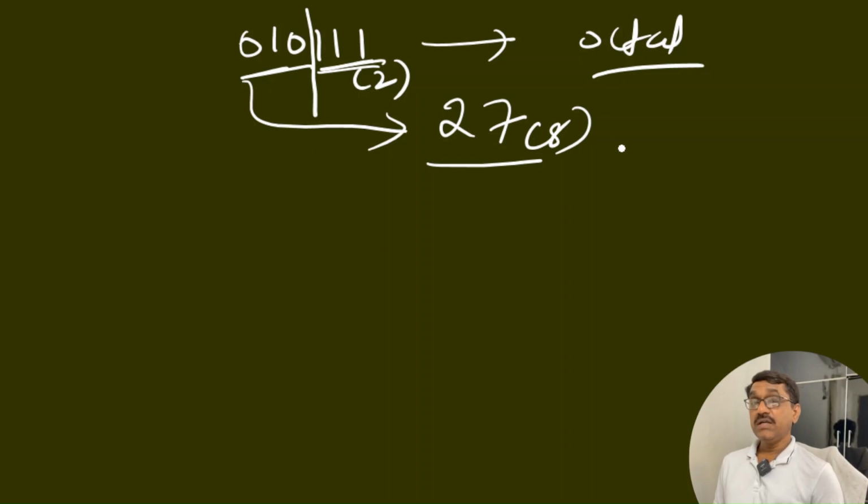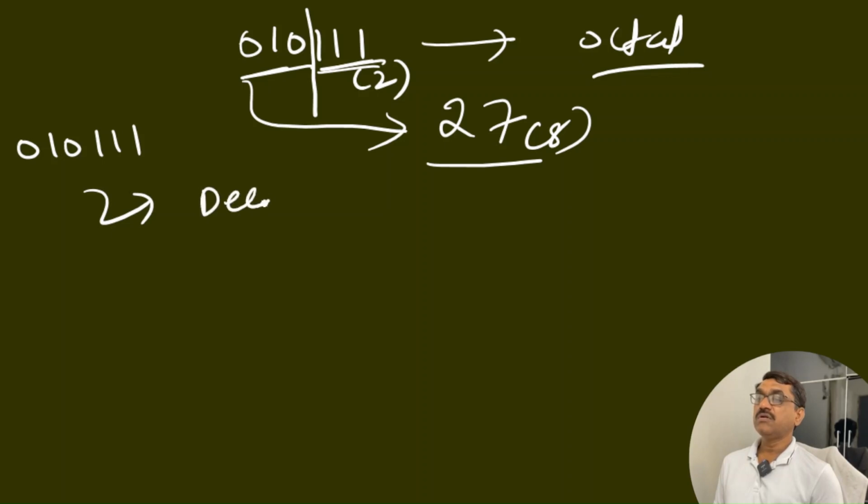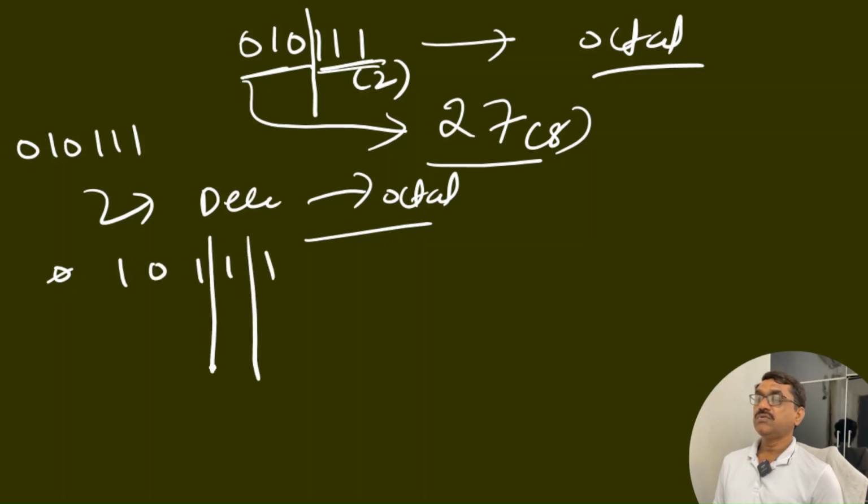What is the indirect approach? Take the same number 010111 and convert it into a decimal number. From the decimal you can also go to octal. Both are valid. How to do this? Just take this binary number, 10111, and convert it into decimal.